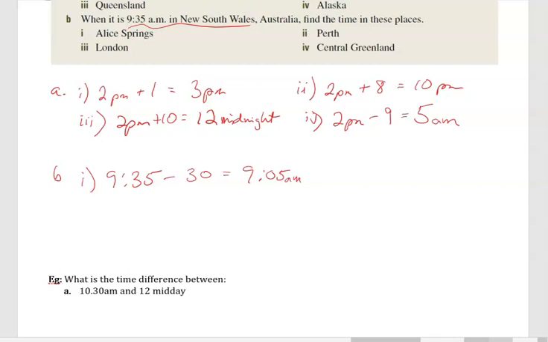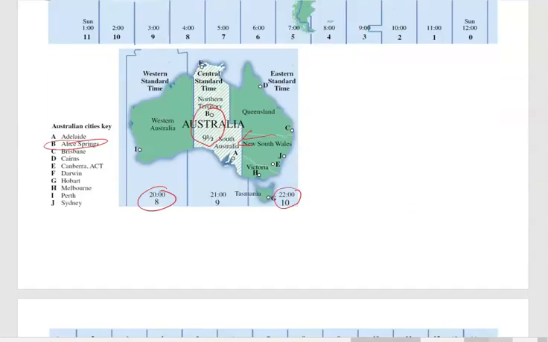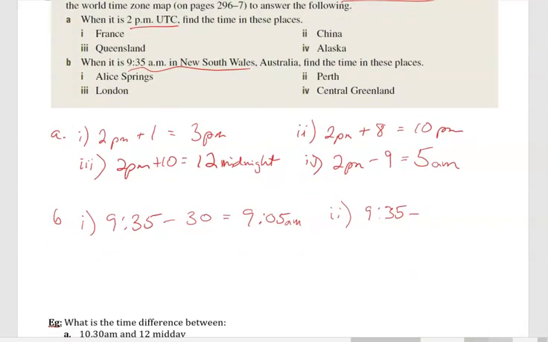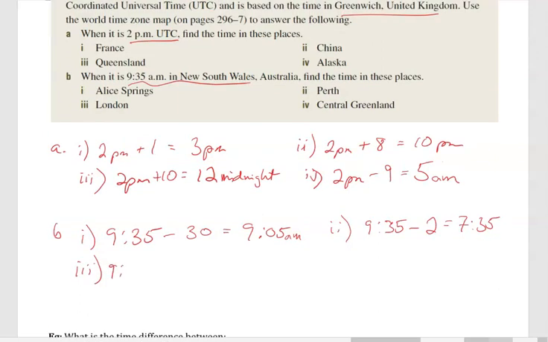in there. If we're in Perth, we're still going west, so 9:35 in New South Wales minus, so we're going to take 2 hours off of that time, because now we're looking at Perth, which is over here, Western Australia. So take 2 hours off of that. 9:35 minus 2 whole hours is 7:35 a.m.